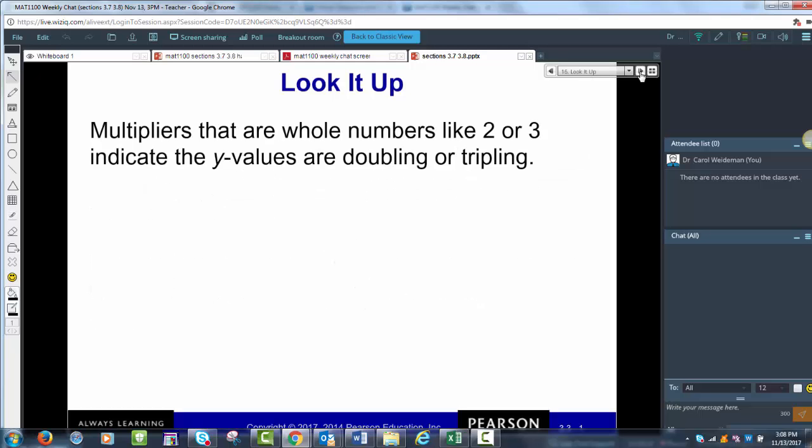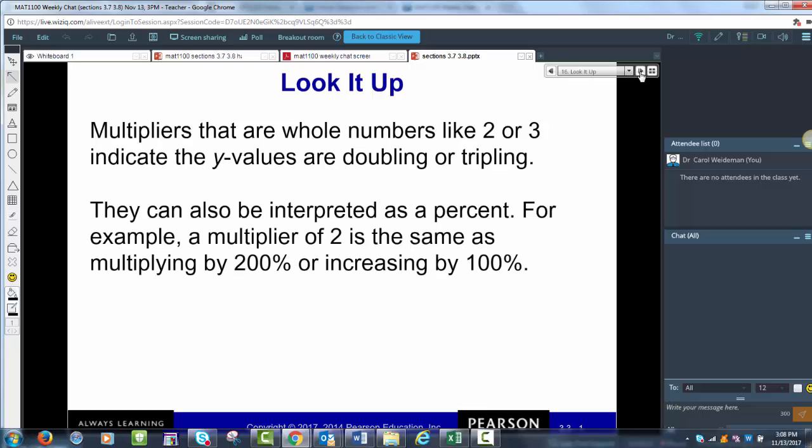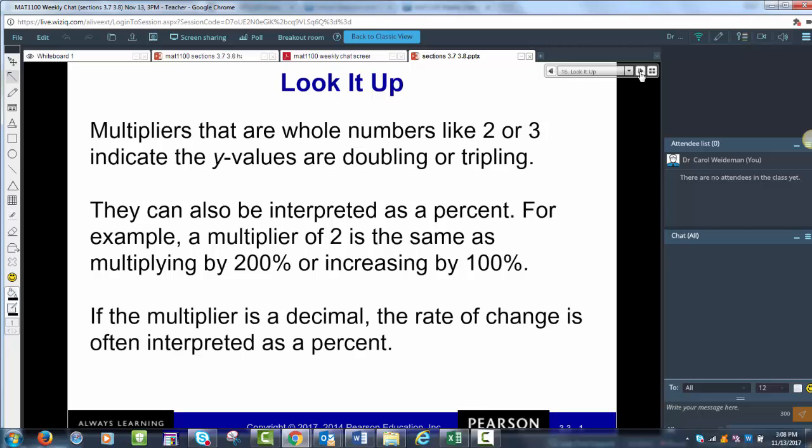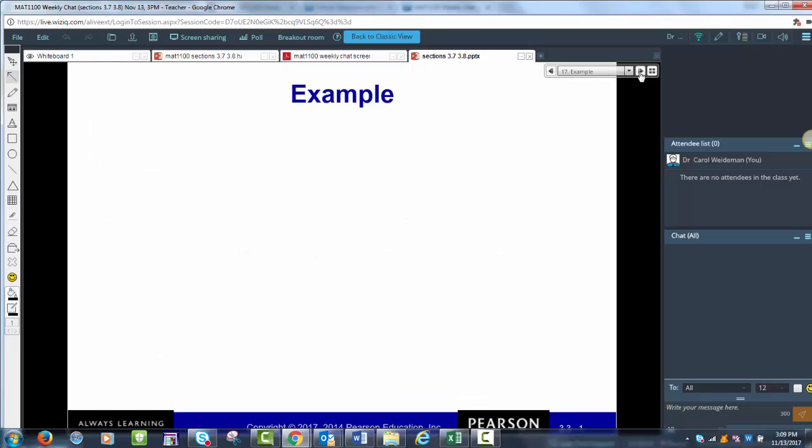So multipliers that are whole numbers like 2 or 3 indicate values are doubling or tripling. They can also be interpreted as a percent. So for instance, a multiplier of 2, in other words, a base of 2, is the same thing as multiplying by 200% or increasing by 100%. If the multiplier is a decimal, then the rate of change is often interpreted as a percent.